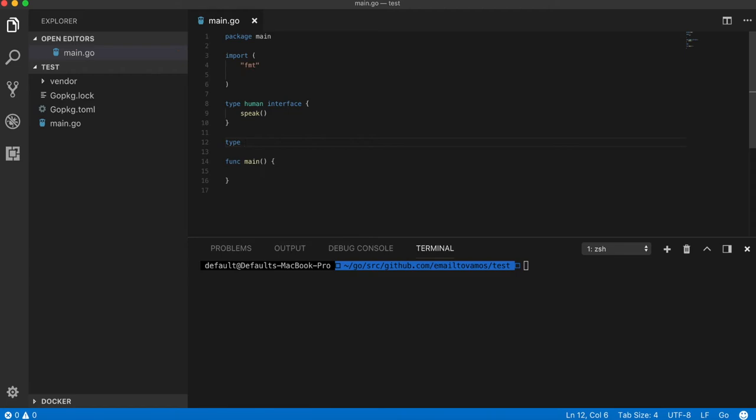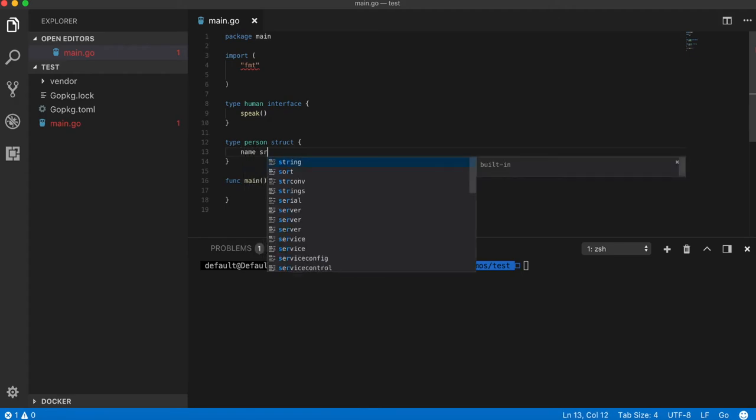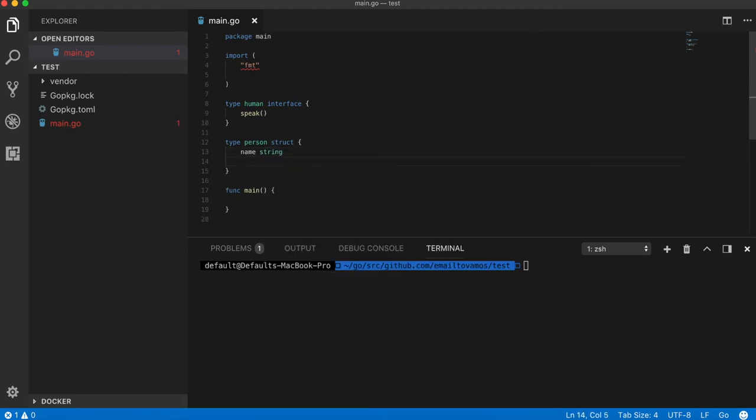So let's say I create a type called person, and this is of type struct. Structs are basically short form of structures, and these are a particular type in Go. Under a struct you can have multiple types of variables. So let's say in my case a person struct has a name which is string, and email which is also string. Now this person type can implement this speak functionality to be considered as a human.